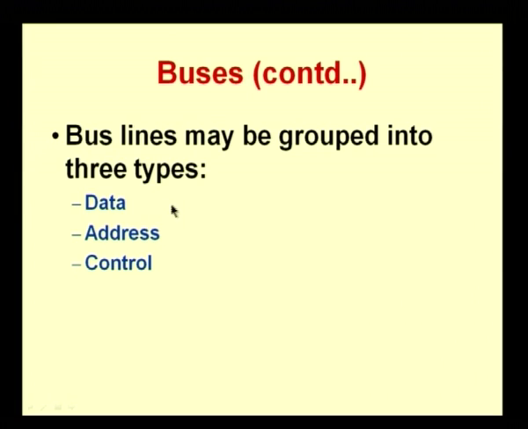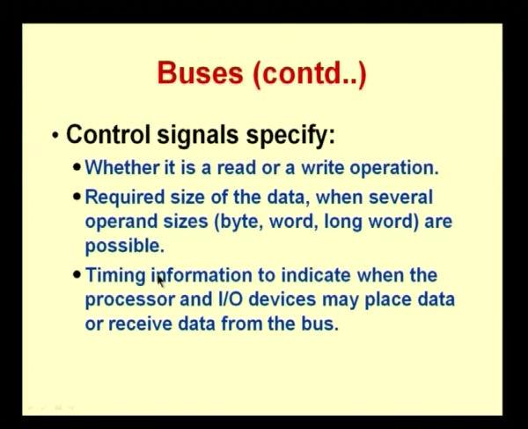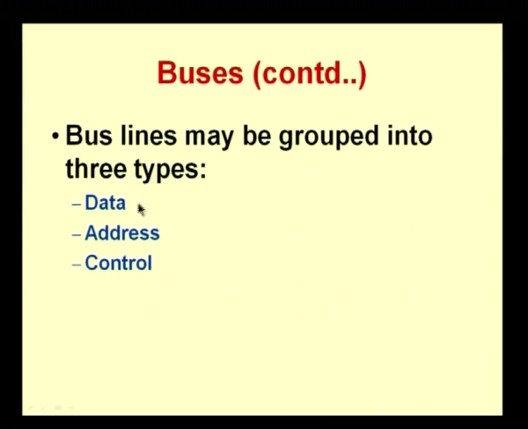Now, coming to the bus lines that we have, they can be generally grouped into three types: data, address and control. So, let us look at what is specified by each of these. When we talk of data and address, it is self-explanatory in the sense that data lines will be the ones which are going to carry the data, and address lines are the ones which are going to carry the address.